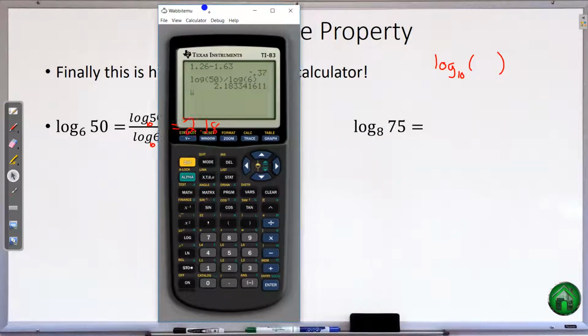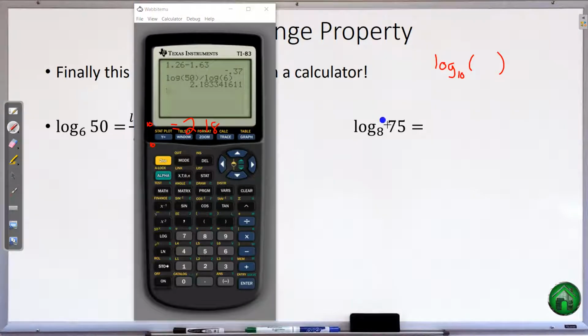All right, one more here. So this time I have log base 8 of 75. I can't type that into the calculator the way it is, so I have to rewrite it. So on the top, you take the 75, and on the bottom, you take the 8, the old base. And this will give us log base 8 of 75. So let's type that into the calculator. Log 75 divided by log 8. So 2.07 it looks like.